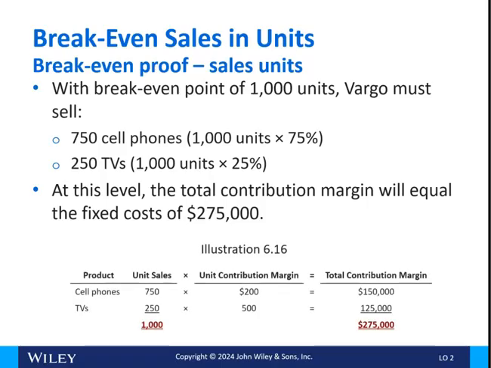And here's the proof of that. 750 cell phones sold, $200 contribution margin gives us $150,000 contribution margin. TVs, 250 units, $500 unit contribution margin gives us a total contribution margin of $125,000 for TVs. If we add the 150 and the 125 together, we get the 275. We add the unit sales together, we have our 1,000 units of sales. Our fixed costs were 275, so when our contribution margin equals our fixed costs, we're at break even.